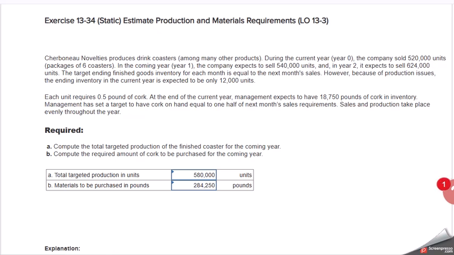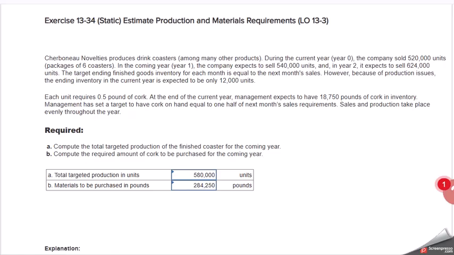Okay, in this video, we're going to walk through some of the exercises in chapter 13. So this first one has us estimate production and then raw materials that will need to be purchased to meet those production levels. So we have this novelty store produces drink coasters.